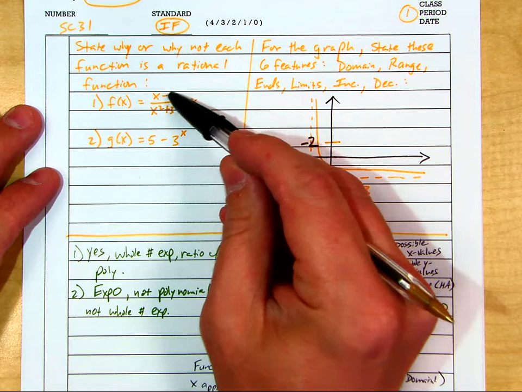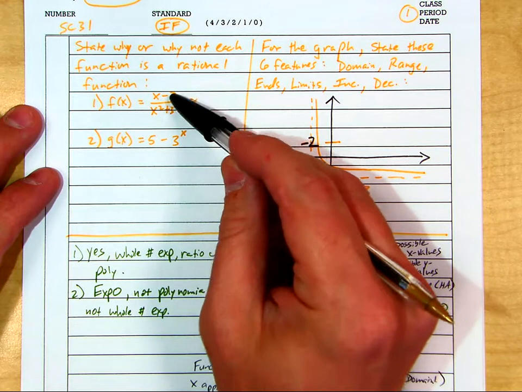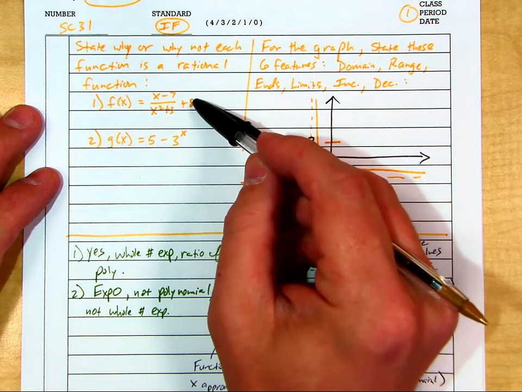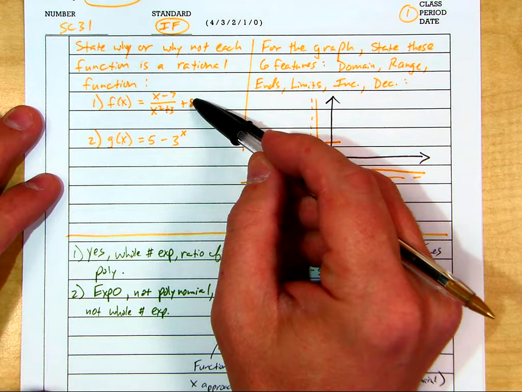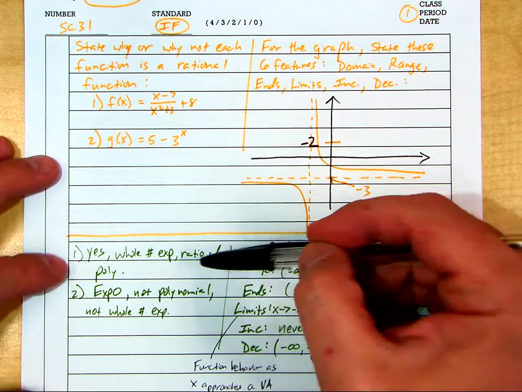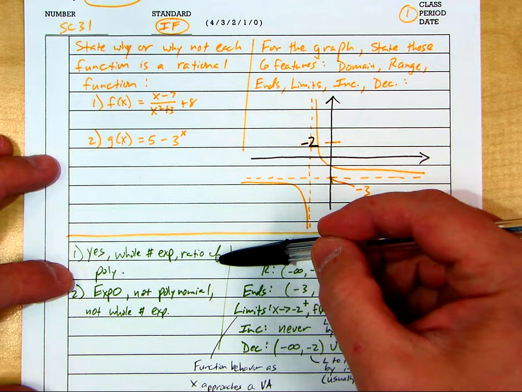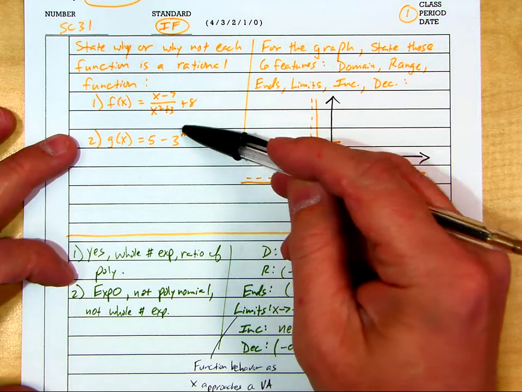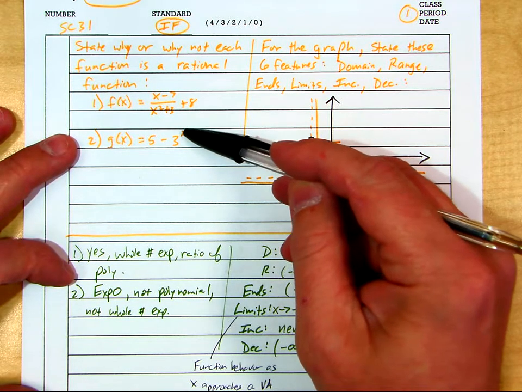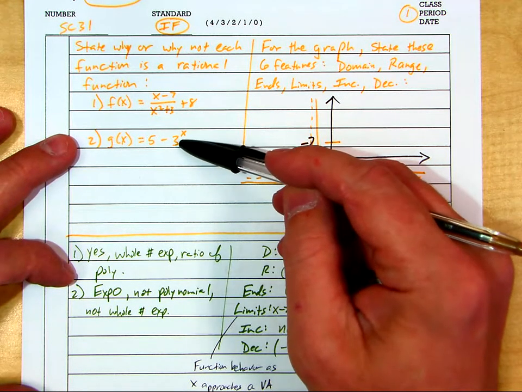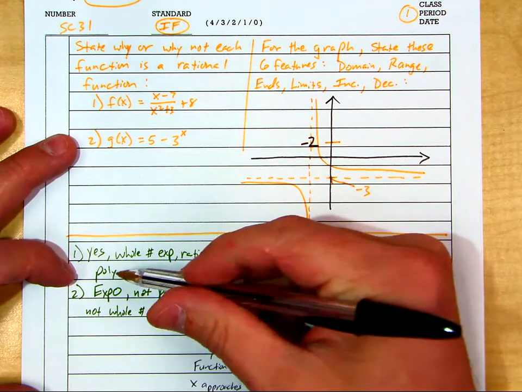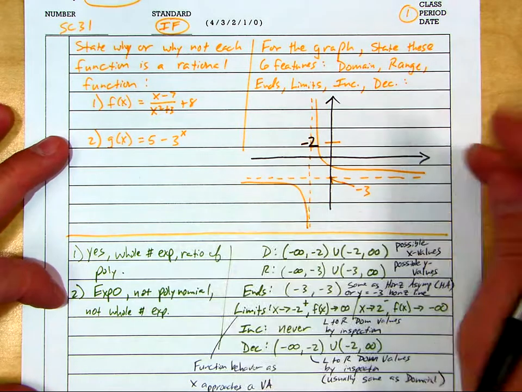For number one, it's a ratio of polynomial functions with whole number exponents, and this one could be written as a polynomial function or rational function as well. So yes, the answer is that one. Whole number exponents, a ratio of polynomial functions. For number two, it's a no, because the variable in the exponent makes this part an exponential function, which is not a polynomial function. So number two was a no.